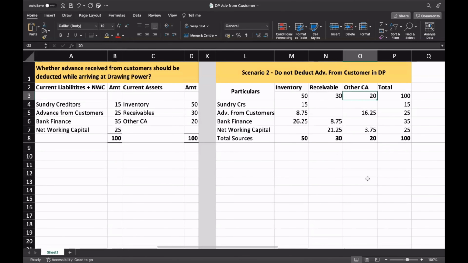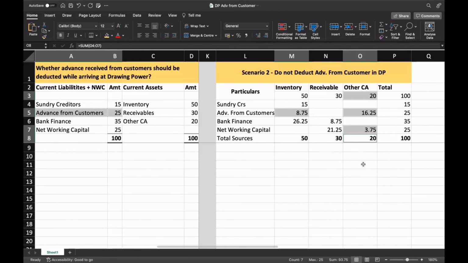And now we are left with other current assets. And this other current assets is funded through advance from customers. See, out of advance from customers 25, 8.75 we have already used for inventory funding. So what is left over? 25 minus 8.75, it is 16.25. So of this 20, 16.25 is met by advance from customers. It means balance is 3.75 only. That can be very well used from net working capital. In this way, other current assets is also taken care.